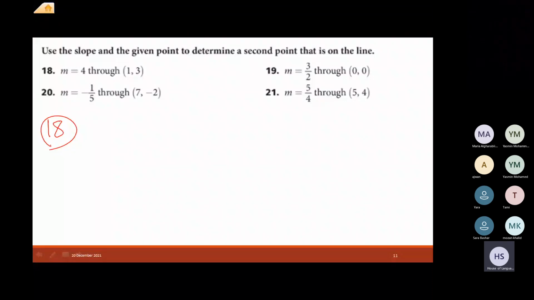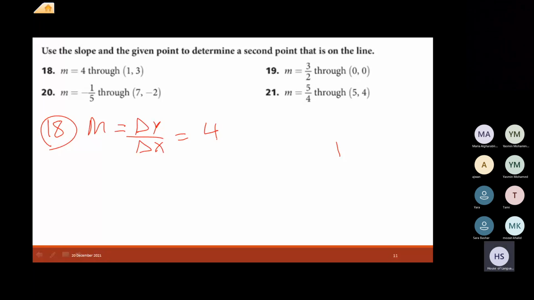Now the first one. If the slope is represented by the letter m, the slope, m, is delta y over delta x. M means the slope. Now, if m is 4, the slope is 4.